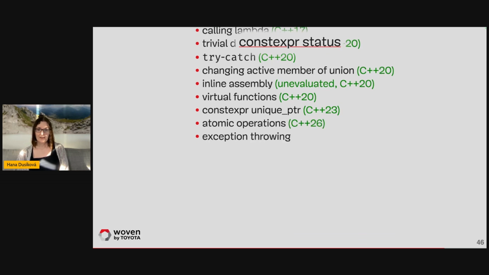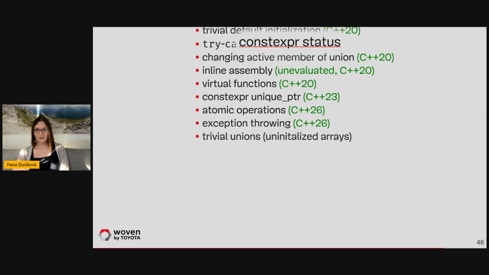You can have exception throwing since 26. So you can actually throw an exception out of a Constexpr function and catch it, and it's fine. If you throw it and won't catch it, the compiler will tell you that it's no longer a valid program, because in constant-evaluated code all allocation needs to be deallocated and all exceptions need to be caught. If they are not caught, the compiler can use the error message from the what member of the exception and print a nice error message. You can have trivial unions.